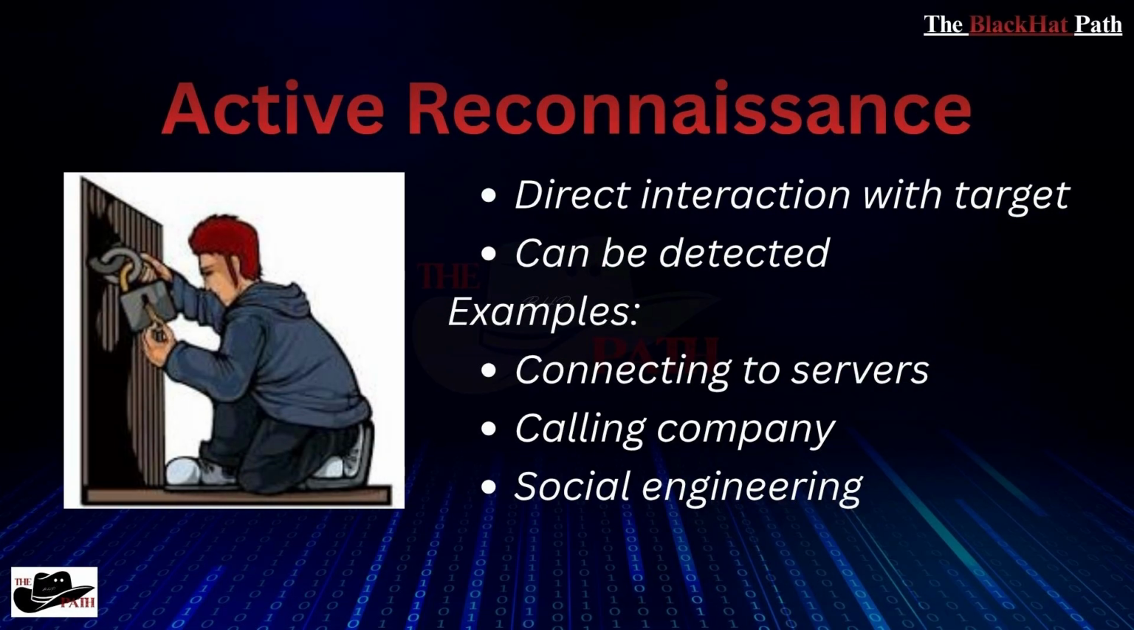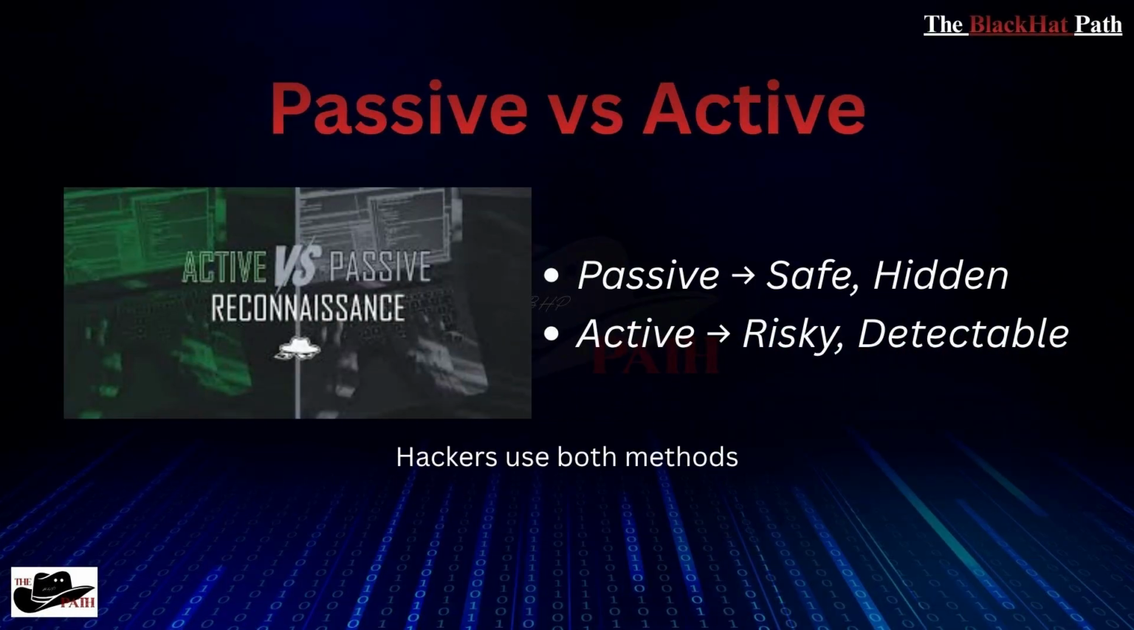The second type is active reconnaissance. Here, the attacker directly interacts with the target system. Example, connecting to servers, trying to access services, calling employees. This is more risky because the target can detect this activity. This is like checking doors and windows to find entry points. So the main difference is passive is safe and hidden, and active is risky and detectable. Hackers usually start with passive and then move to active.